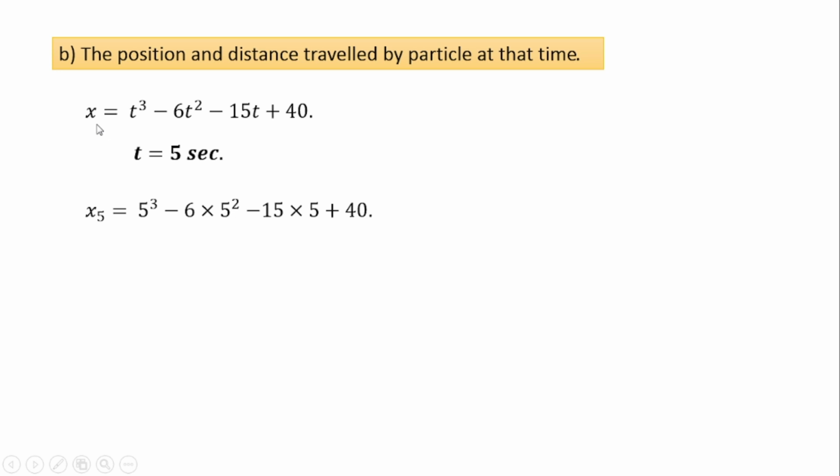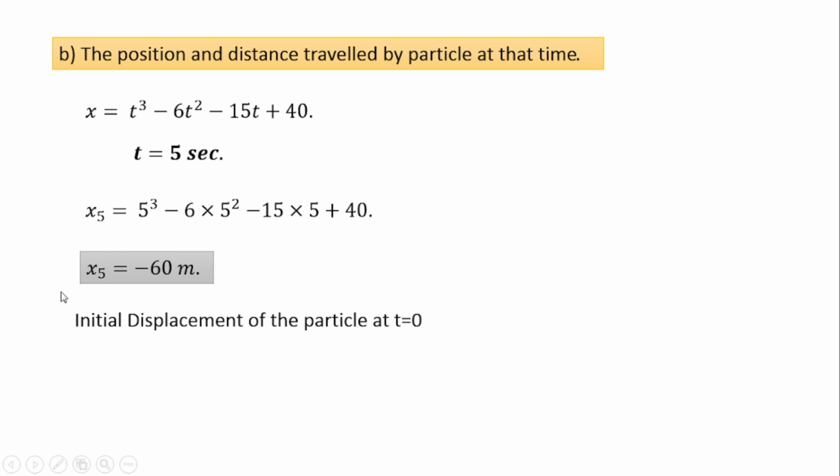Then the next term, the second point, is the position and the distance traveled by the particle at that time. For that, we know t is equal to 5 seconds. So we can replace t by 5 in this equation, and we get the value of x. So x5 is equal to, instead of t we'll write 5 here: 5 cube minus 6 into 5 square minus 15 into 5 plus 40. So the value of displacement at velocity 0 will be minus 60 meter.